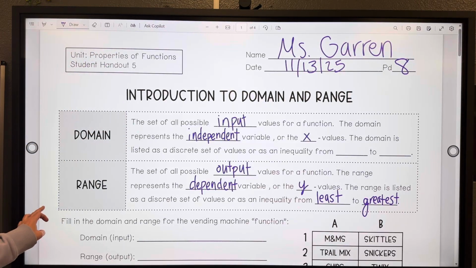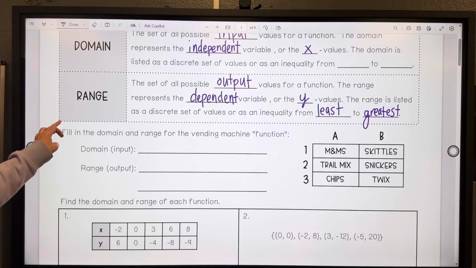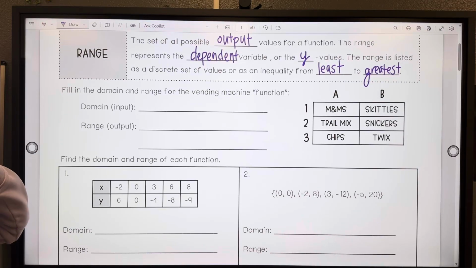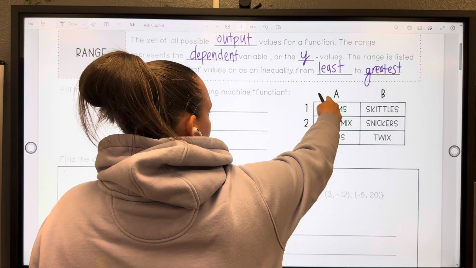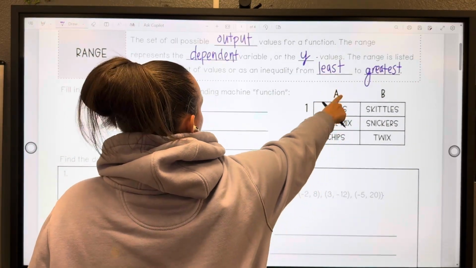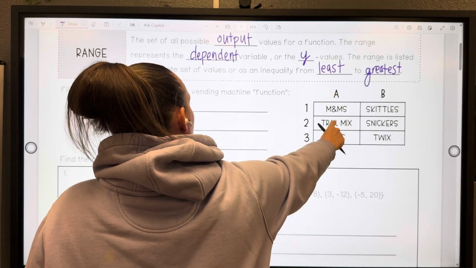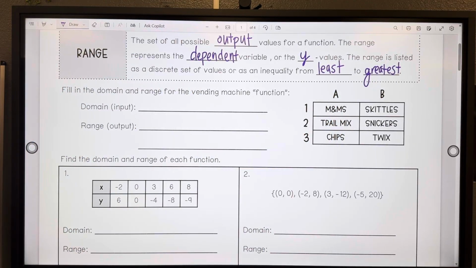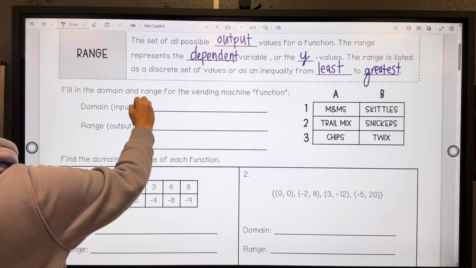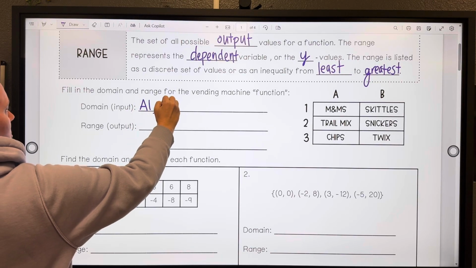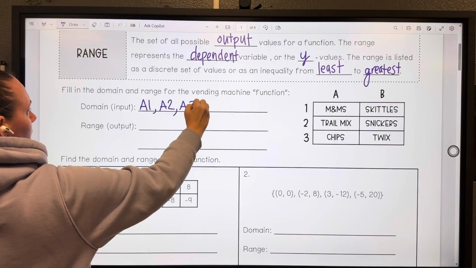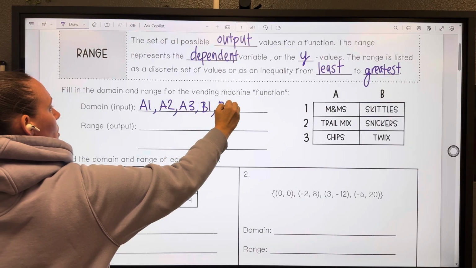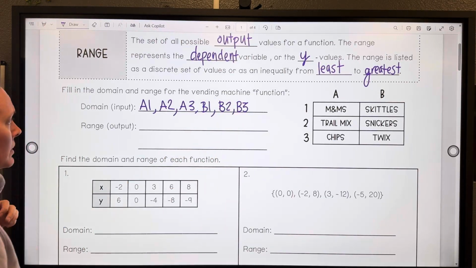All right, so let's look at this as a function. Do you remember this one from a few times ago when we were first talking about functions? The domain of this would be all of the different ways I could push a button and get it. So if I want to get M&Ms, I have to hit button A1. If I want to get a trail mix, I have to hit A2. So my inputs are the buttons. So if I hit A1, A2, or A3, I could also hit B1, B2, or B3. Then our range would be any of the type of candy or snack that I got out.